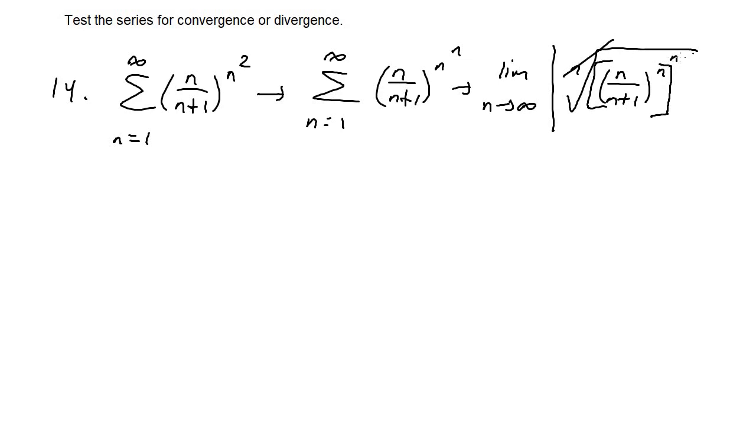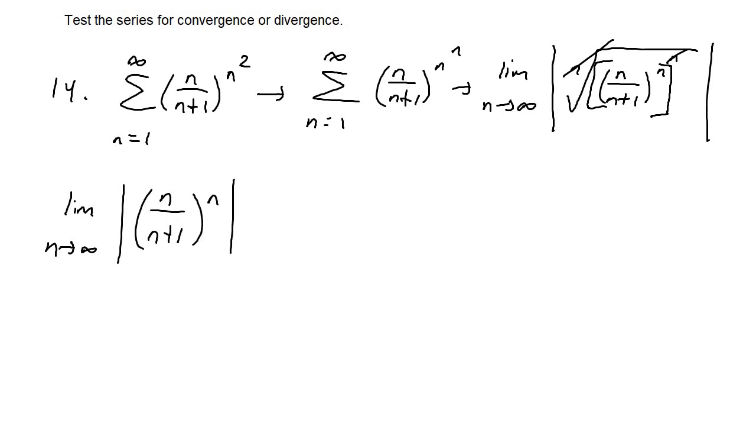Now the nth root and the n power will cancel, and what we're left with is the limit as n approaches infinity of the absolute value of n over n plus 1 raised to the n power. Now in order to evaluate this limit, I'm actually going to go ahead and set this equal to some constant c, because we know the limit is going to be some value, and in this case we'll just label it as c for right now. We'll find what that value is later.